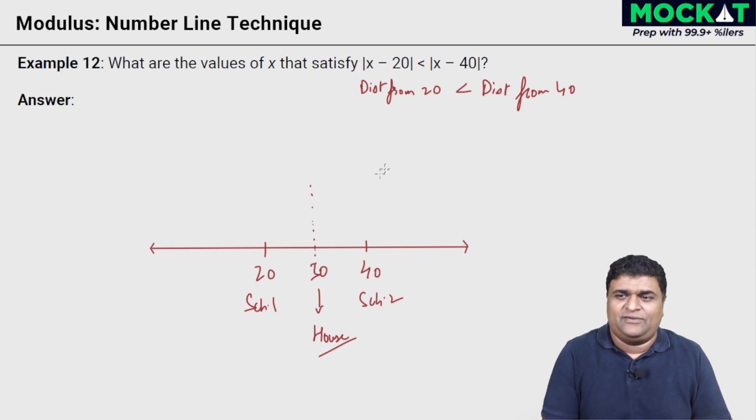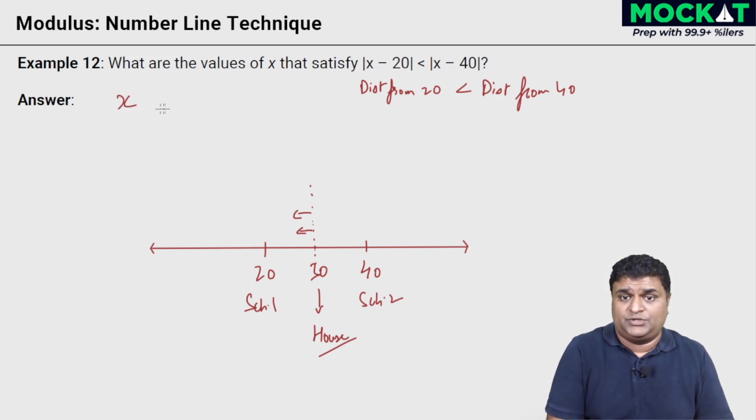Now, what are your parents saying? You know what? They are favoring a particular kid. They're saying the distance to school 1, let it be less than the distance to school 2, 40. Let's find a house which is closer to school 1. Distance from 20, right? Should be lower. So that's it. Find the midpoint, the region to the left. Any point you find here is going to be closer to 20 than to 40. That's it. So what are the values of x that satisfy this? All values where x is less than 30 satisfy it.